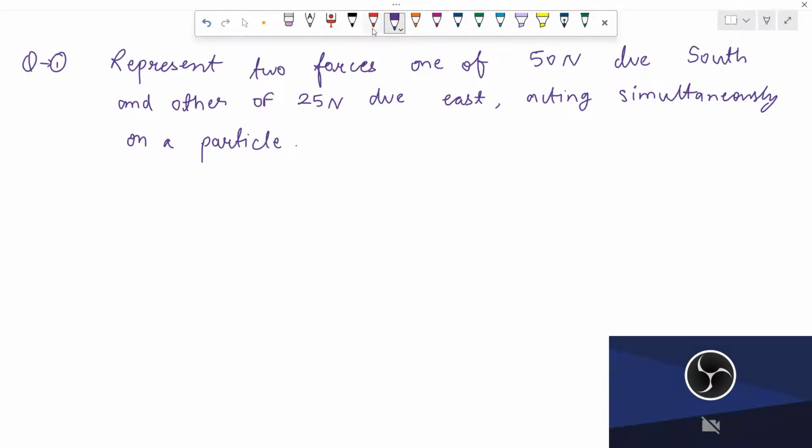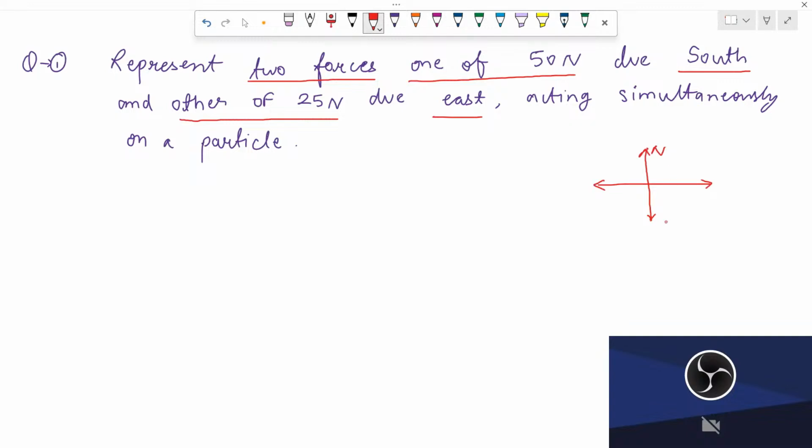Should I start now? There are two forces, right? One has a 50 Newton magnitude in the south direction, and the other has a 25 Newton magnitude in the east direction. You should know these directions: this is north, this is south, this is east, and this is west. I think everybody is clear with it.